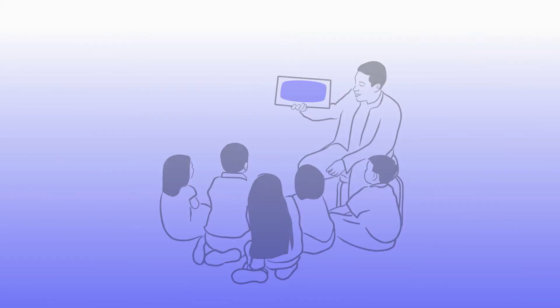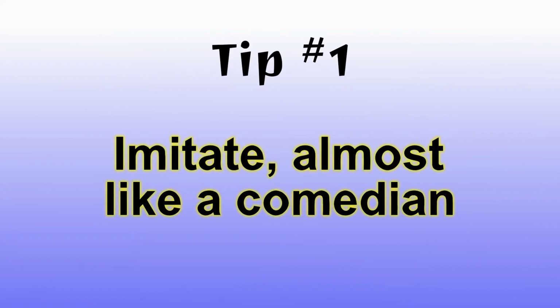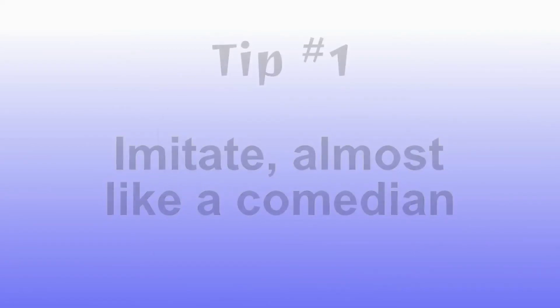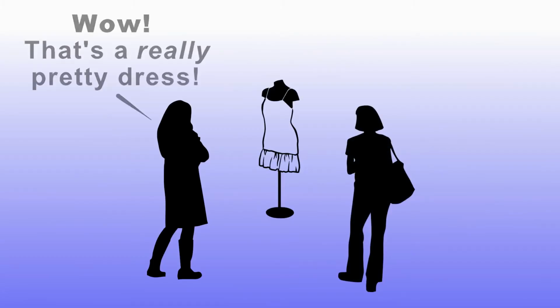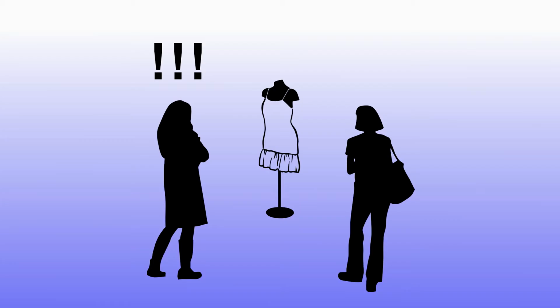Now here are some tips you can use both during this course and further on as your Mandarin skills increase. Tip 1. Imitate, almost like a comedian. In English, if someone says, "Wow, that's a really pretty dress," and then someone else says, "Wow, that's a really pretty dress," in the exact same tones, they are making fun of that person.